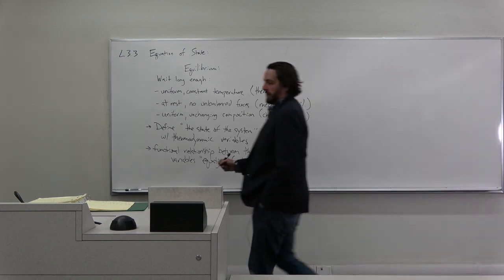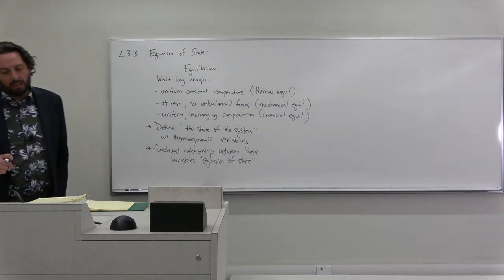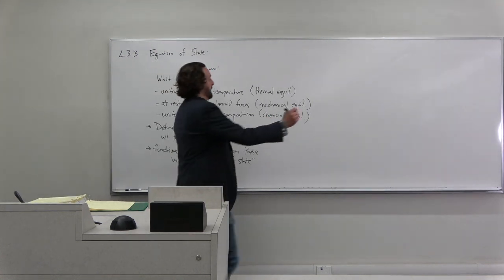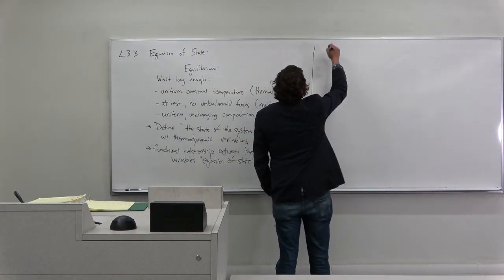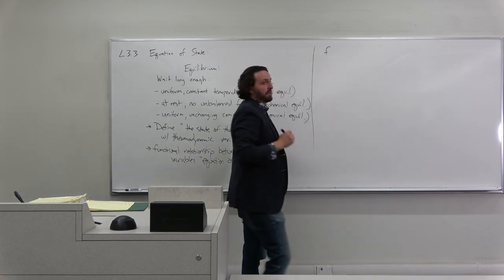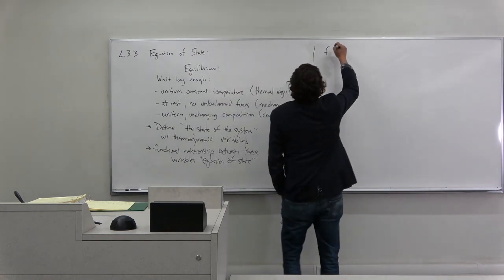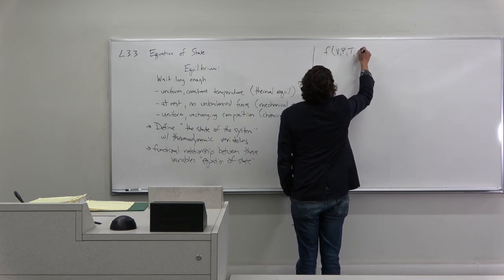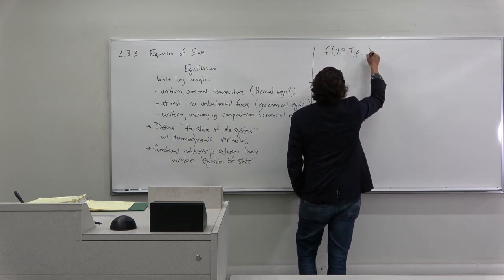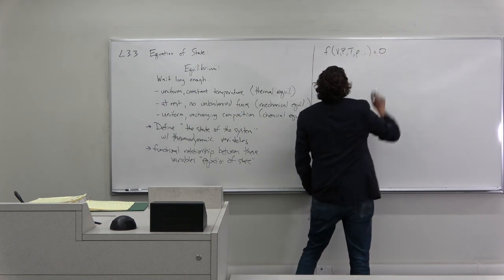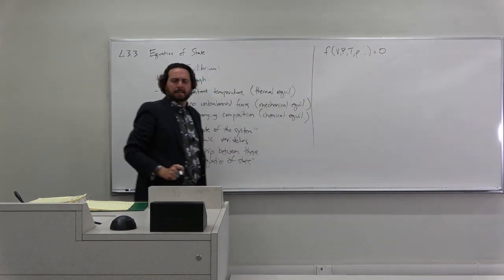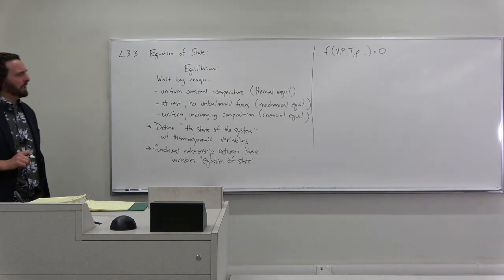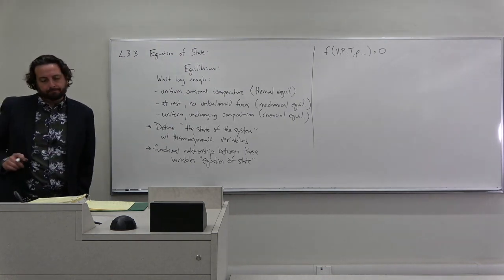So we can define an equation of state. And what we mean is that there's some function, which is a function of thermodynamic variables, for example, volume, pressure, temperature, density, something which equals 0. Wait, what? Equals 0? What do we mean by this? Okay.